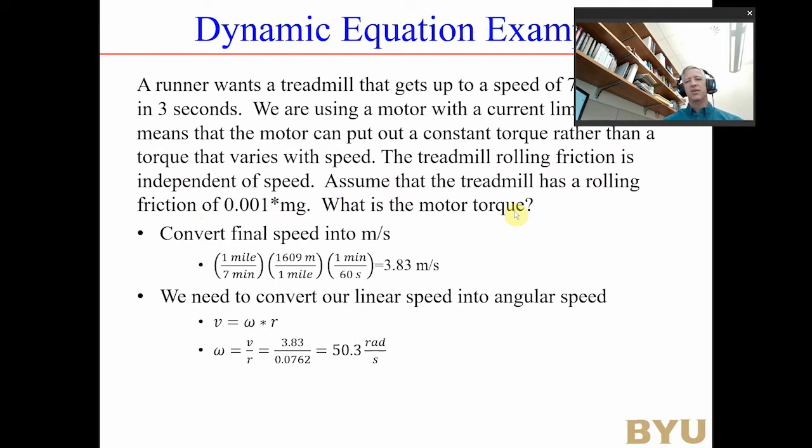So the first thing that we have to do is convert it from a miles per minute type speed into meters per second. So here is my conversion from miles per minute into meters per second. And then we have to convert our linear speed into angular speed. Here's the math: we're taking the linear velocity divided by the radius to get what my angular speed needs to be for the motor. So we need to get this rotating system, the motor, up to 50.3 radians per second.